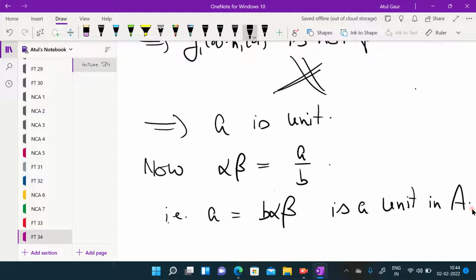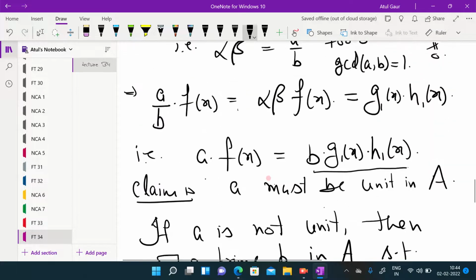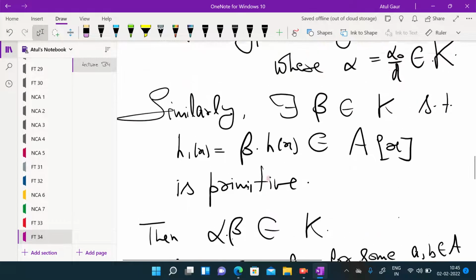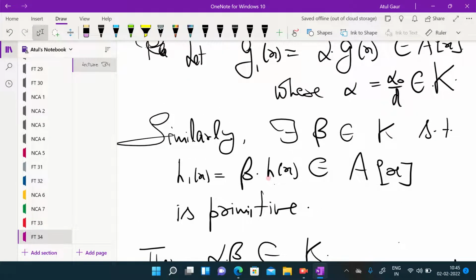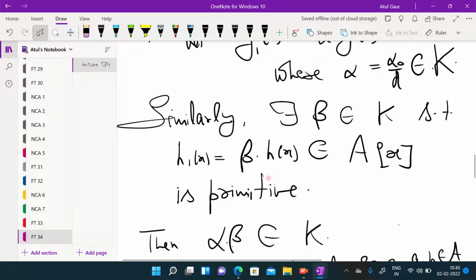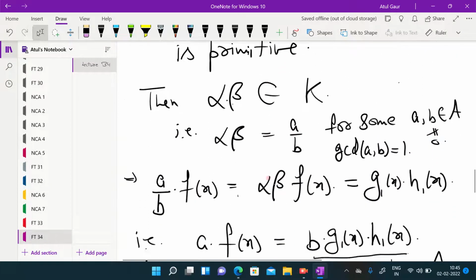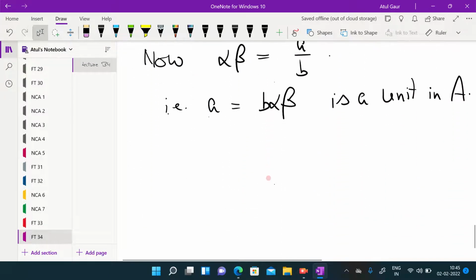So what you do? अच्छा ये b element कहाँ पर है? b is in A. Alpha, where is alpha? If you recall, ये जो alpha था, what was alpha? Yeah, alpha in K. All right. So fine.